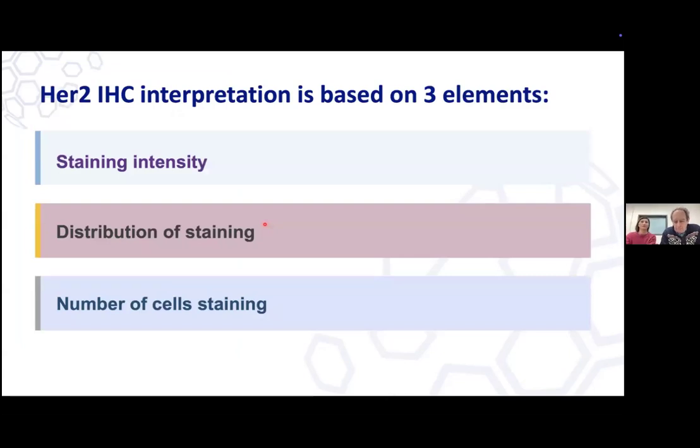Okay, good. Scoring algorithm, three elements: staining intensity, distribution of staining, and number of cells staining. We do it this side of the Atlantic this way, but the principle is the same. I realized that in the US, they do it the other way around. First, they look at distribution of staining, and then they look at staining intensity, but it doesn't really matter. I think our way is best. Of course.